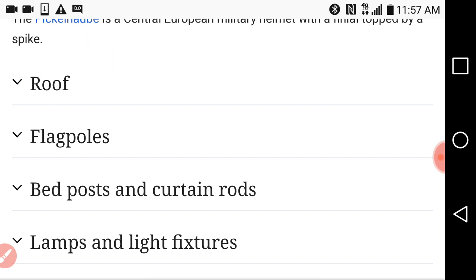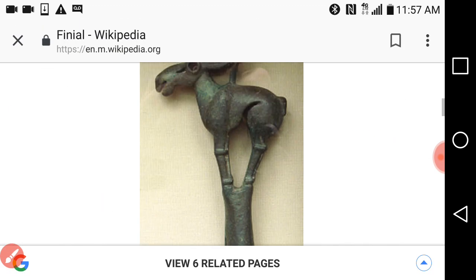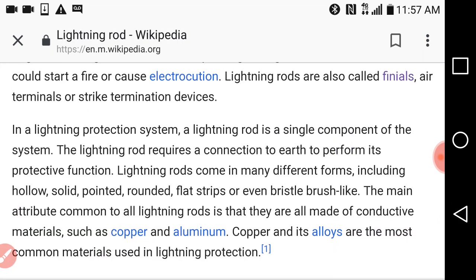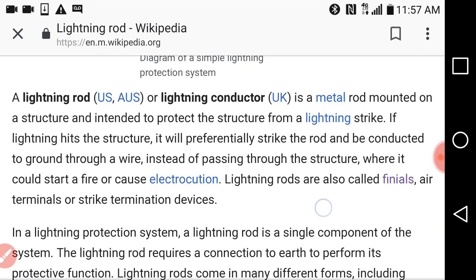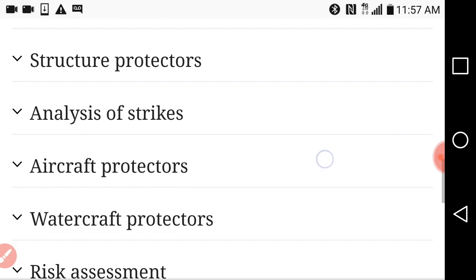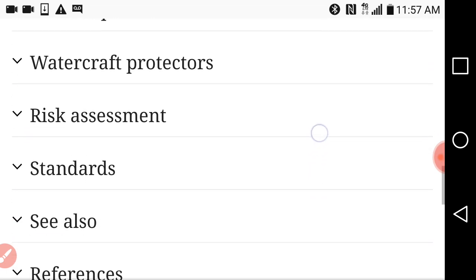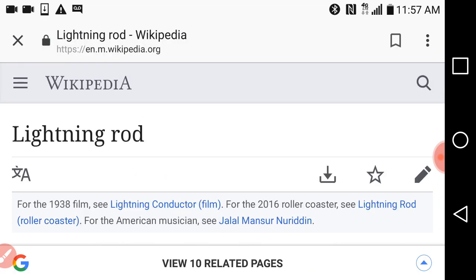There you go, guys. You might have been right about all these flagpoles and all this stuff on the roof, because it looks like, you know, how they do things here on YouTube, that they're indirectly telling you things. In a lightning protection system, we don't need that. Lightning protection system, structure protectors, analysis of strikes, aircraft protectors, watercraft protectors, risk assessment standards. Guys, they're not getting any information on aerial lightning. Ain't that something? That's insane.